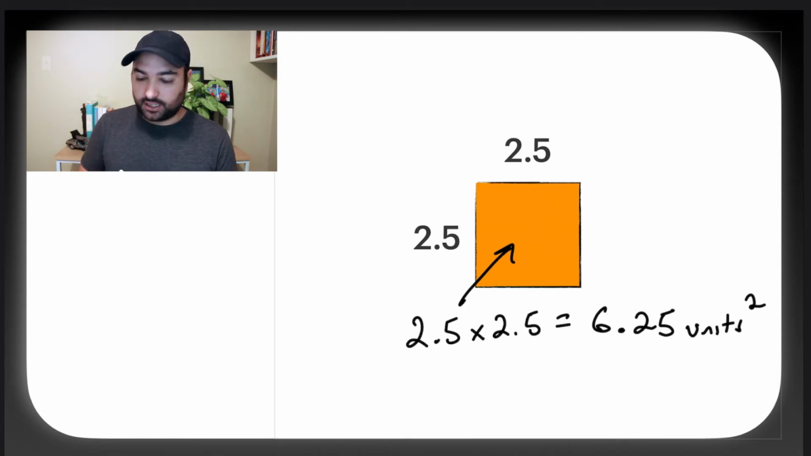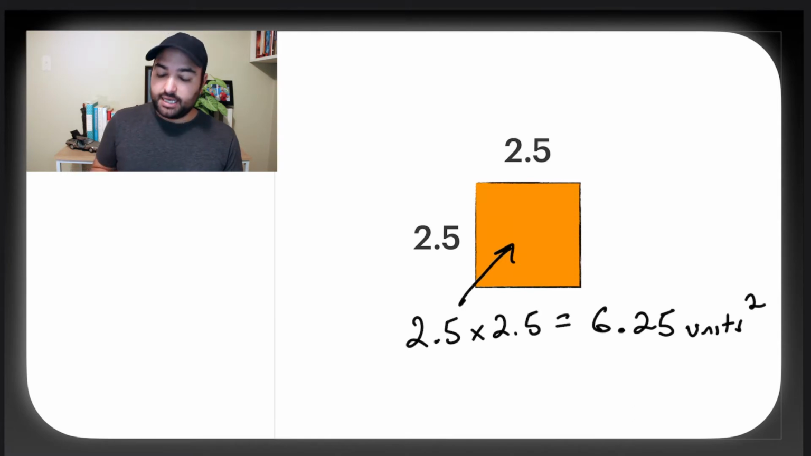I'm going to ask the question slightly differently. What if I told you that the area was 6.25 units squared and you had to go backwards to figure it out? Well, we can estimate this. We can use the calculator, but we can also estimate this by looking at perfect squares. So let me show you how that works.